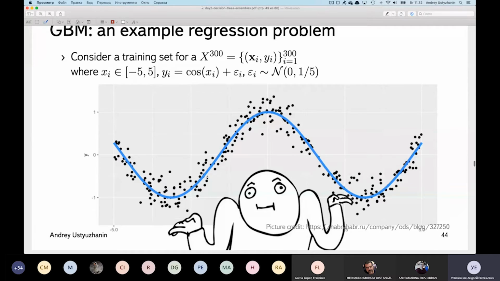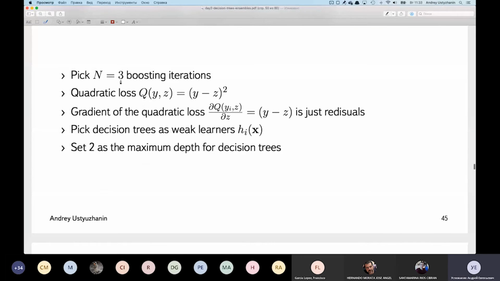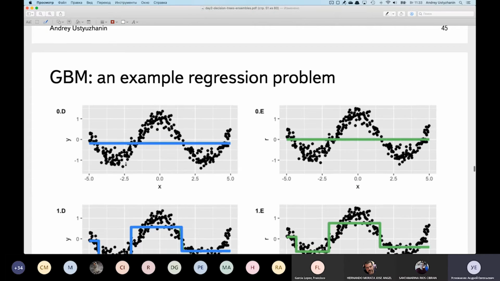So let's start. It is a cosine with some noise added, and then we want to approximate it with 3 boosting iterations. We specify quadratic loss, and the gradient of quadratic loss is very simple to compute. On every iteration, we pick a decision tree as a weak learner, and 2 is the depth of such a decision tree.